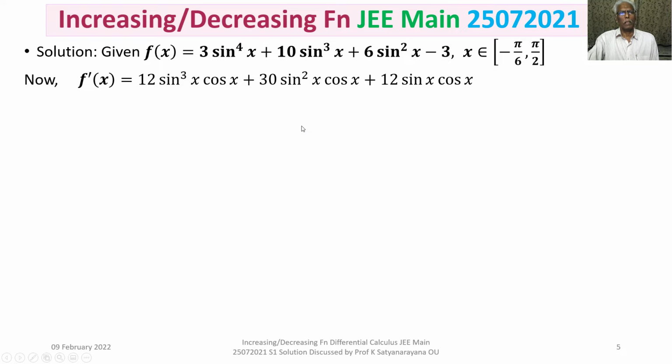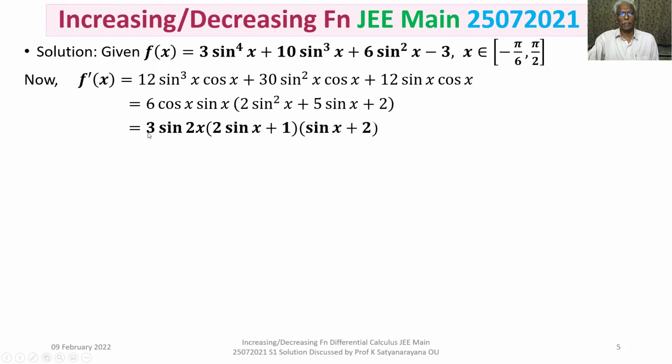Now this is written as 6 cos x sin x taken out common, and we get in brackets 2 sin square x plus 5 sin x plus 2. And 2 sin x cos x, we write it as sin 2x, and 3 times sin 2x. And we factorize this, then we get 3 sin 2x into, the factors are 2 sin x plus 1 into sin x plus 2. So this is f prime x.